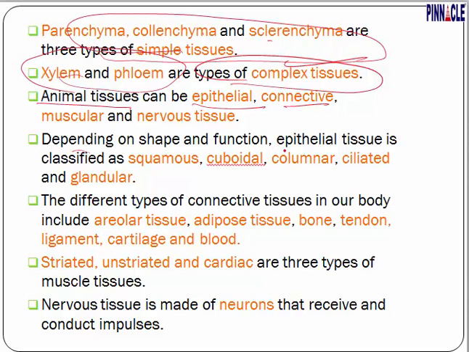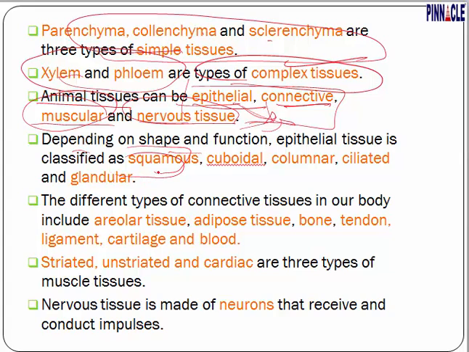Depending on the shape and function, you have to learn the type of tissue. Epithelial tissue is related to the skin, the lining of vessels or the lining of organs. Connective tissue we have seen, like blood, bones, cartilage, tendon. Muscular tissue we have seen in different types, involuntary muscles, voluntary muscles, and nervous tissue we have seen, nerves, neurons. Depending on the shape and function, epithelial tissue is called by different names, and it is important to link the type of tissue with where it will be present.